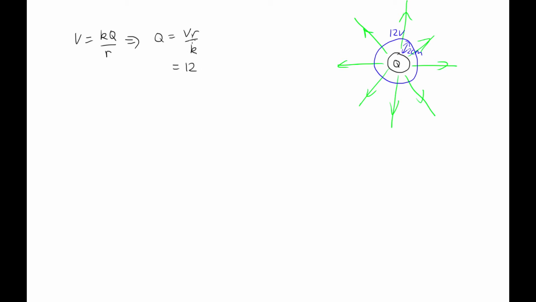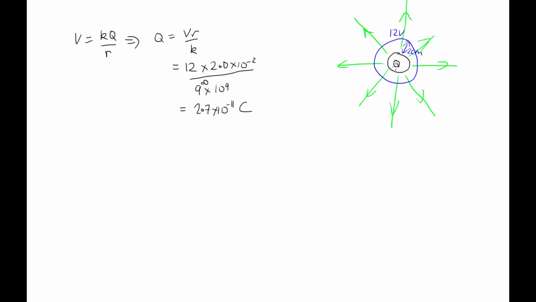So the potential difference, the voltage, is 12. The radius is 2 centimeters, so that's 2.0 times 10 to the minus 2. We could put it as 0.02 if we wanted. And then divide by k, which is 9.0 times 10 to the 9, two significant figures. So solving this on the calculator, we get 2.7 times 10 to the minus 11 coulombs is the charge at Q here.